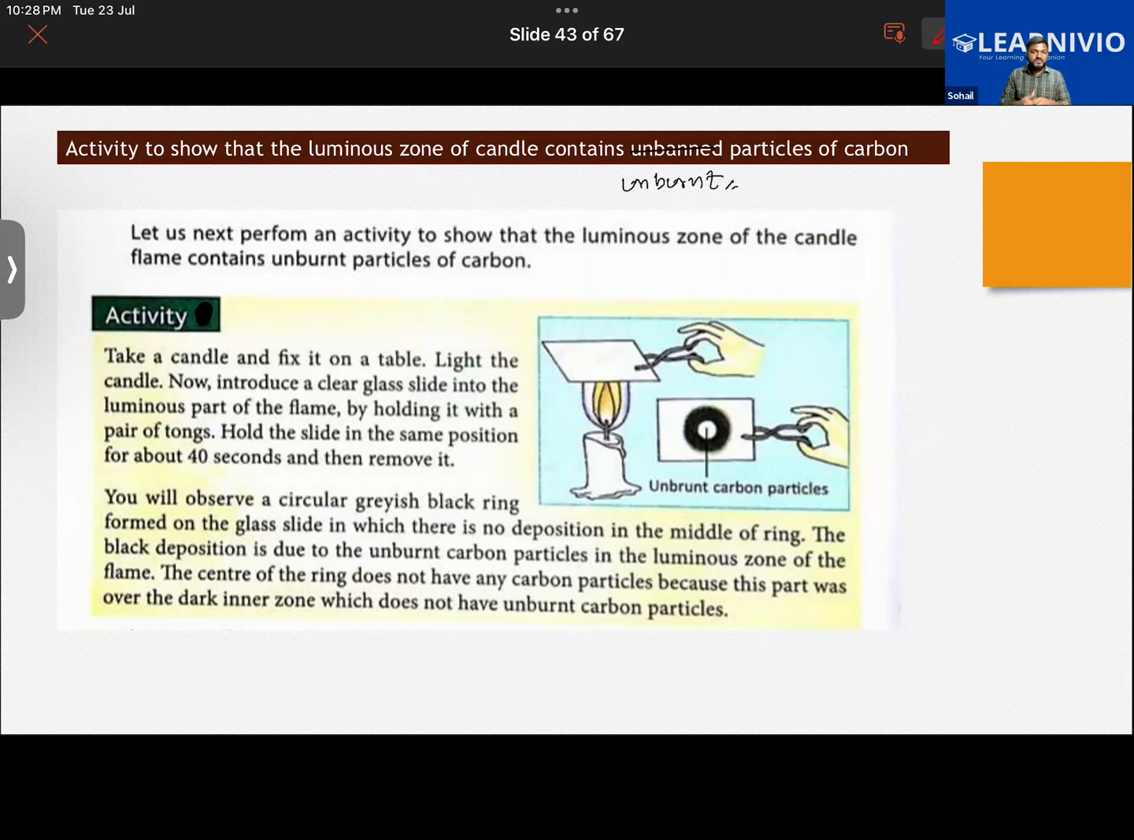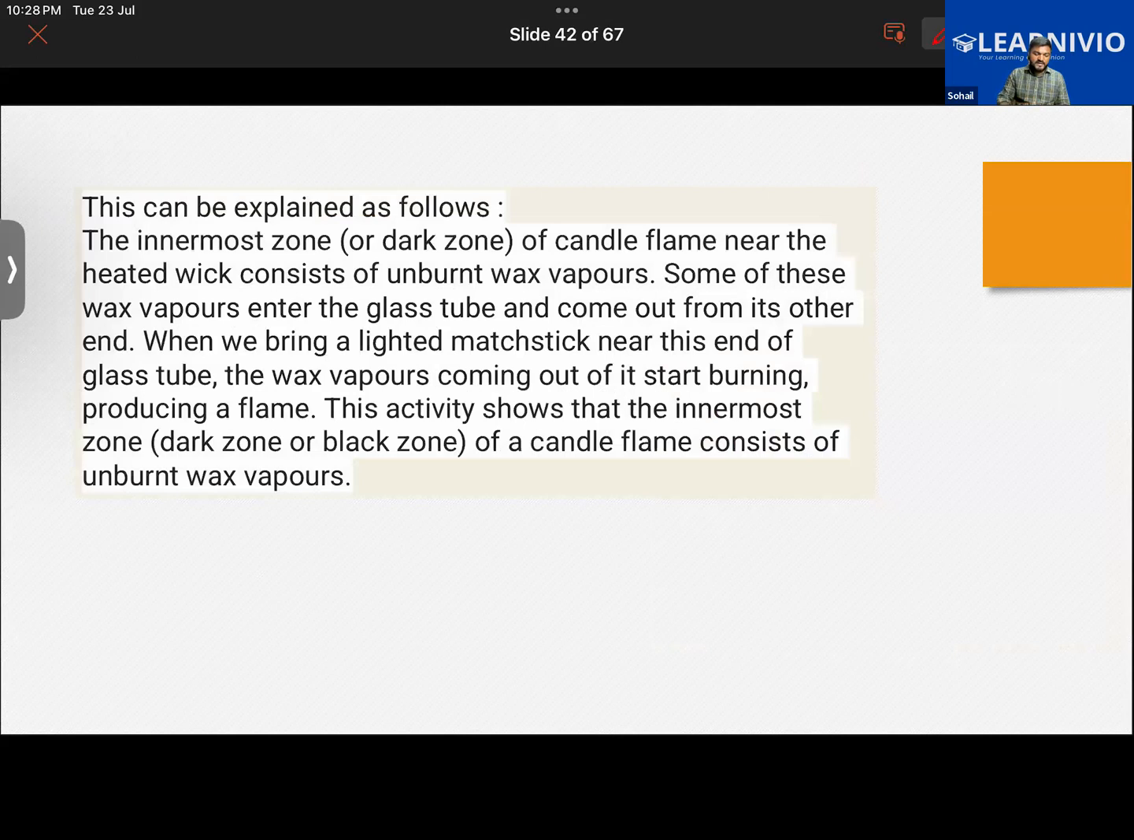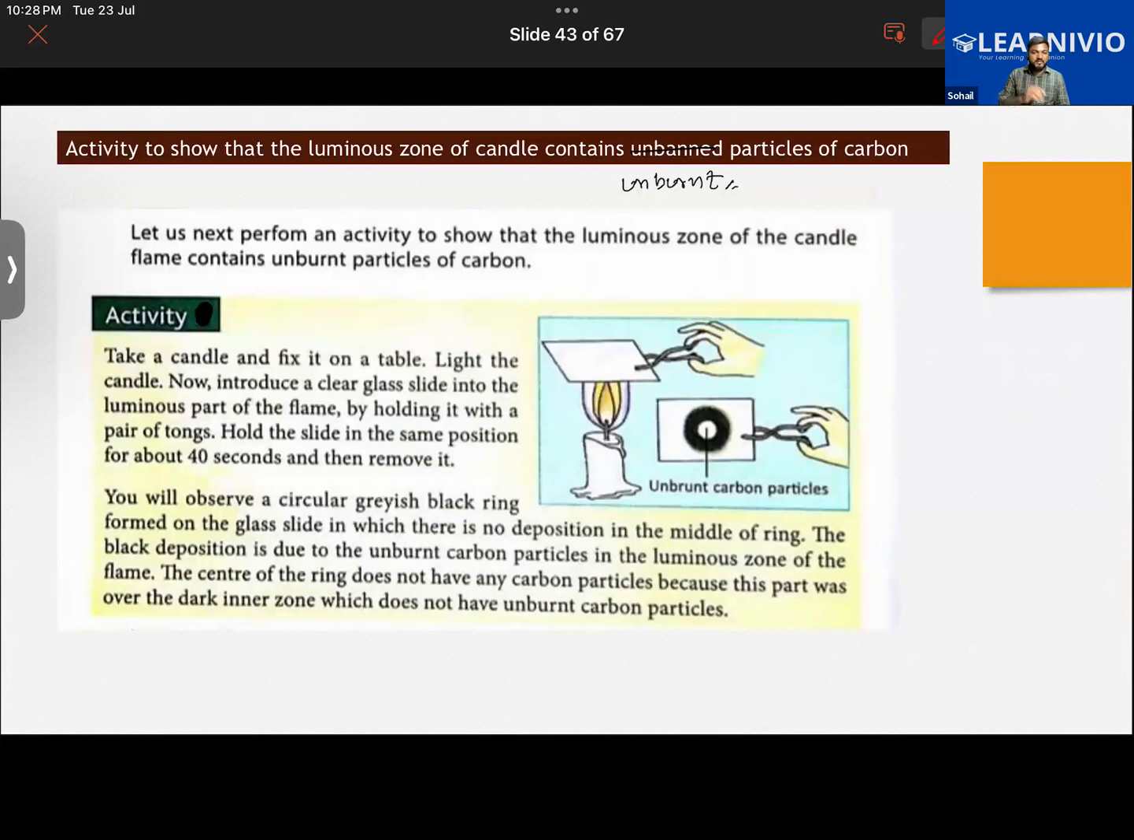Like carbon is also present in the wax, no? Carbon particles would also be released due to burning of it. So that is not burnt completely. And carbon particles would also be released due to the burning of the thread. Due to combustion of that thread, that will also be releasing carbon particles, but that will not be completely burned in the middle zone.